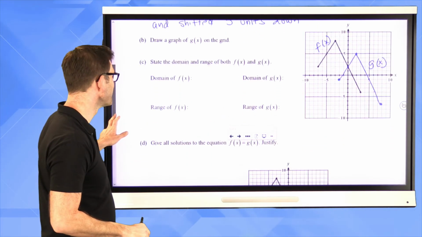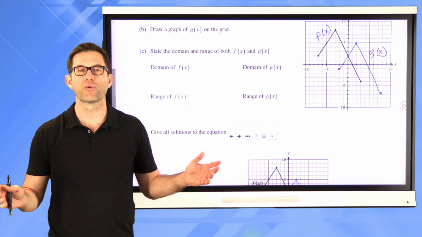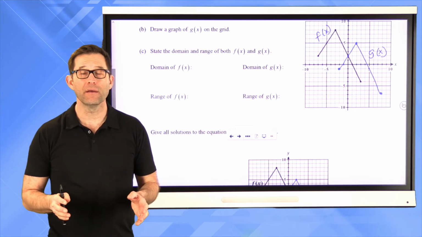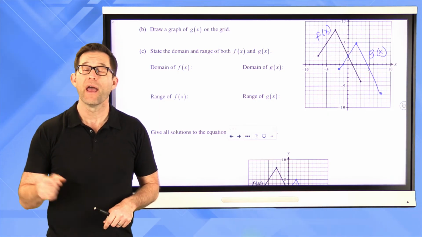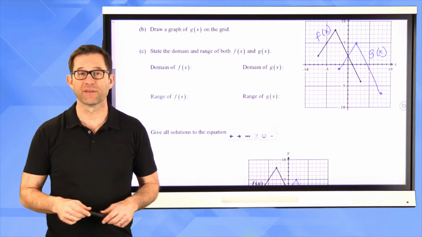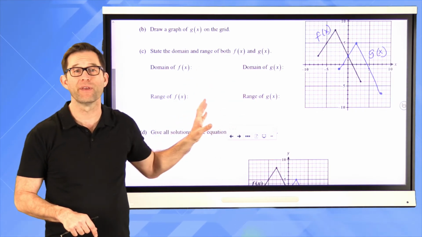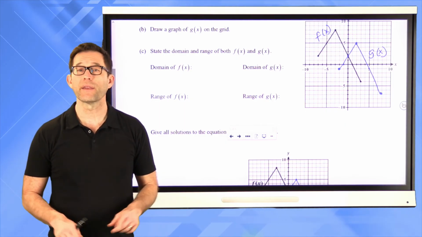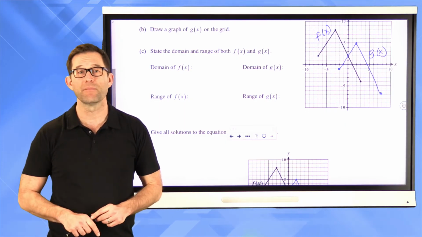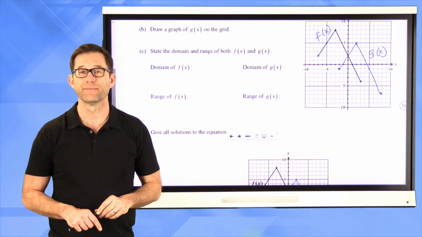Let's take a look at letter C. State the domain and range of both f of x and g of x. All right, great. Remember, the domain are the inputs, the x values that exist on the function, and the range are all the y values that exist on the function. And I think I'm going to write all 4 of these using interval notation as opposed to set builder notation. So I'd like you to pause the video, and whether you write them with set builder or interval notation, see if you can answer these 2 questions.